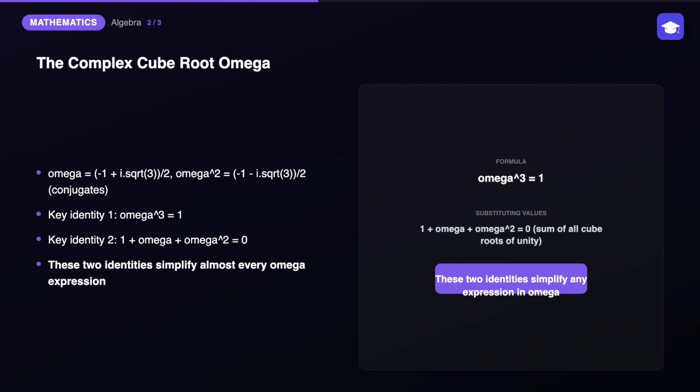These two identities, omega cubed equals 1 and the sum of all three roots equals 0, are genuinely the single most important tools for simplifying any expression involving omega on the JEE.